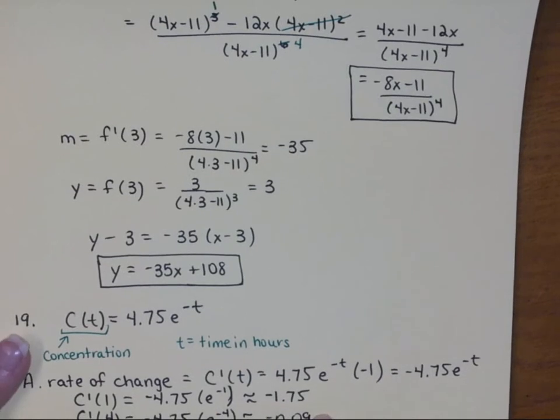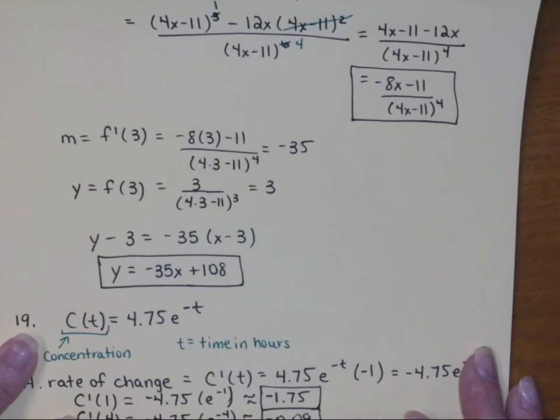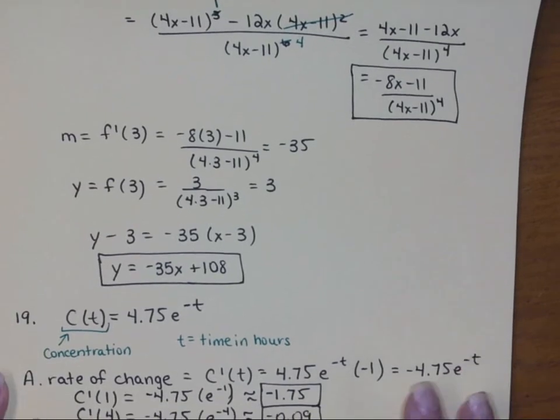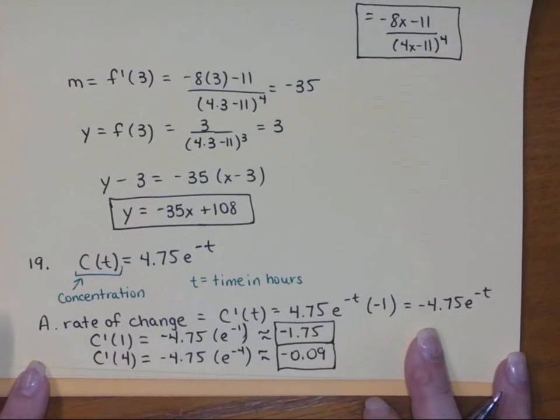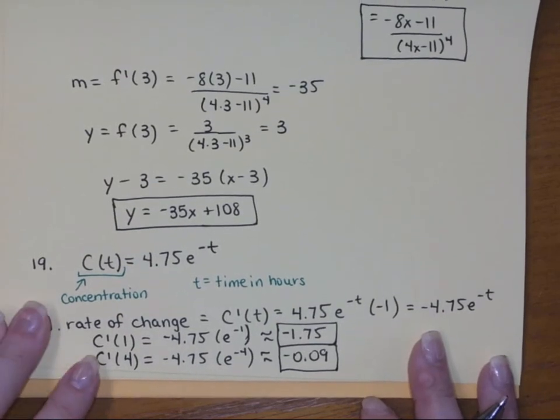Notice both of these are negative, which indicates that we have a negative rate of change, means that we're decreasing, right? The values are going down. Okay, so in other words, the concentration of that drug in the bloodstream is reducing.